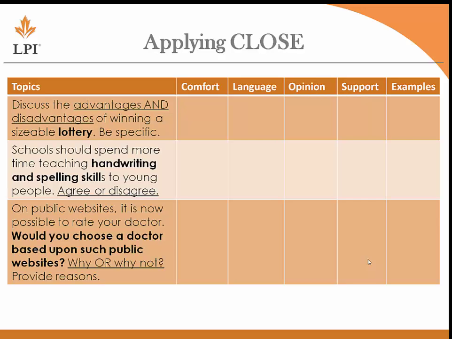And now, what I'd like to do is return to our sample topics. So on this chart here, I've got the 3 topics that you already saw down the left side of the chart. And then across the top, you can see the key words for each of the 5 steps in the close approach: comfort, language, opinion, support, and examples. Okay, so the way to do this is look at the first topic and then go through each of the 5 stages and ask yourself a key question for each one.